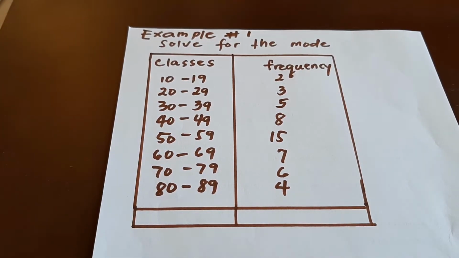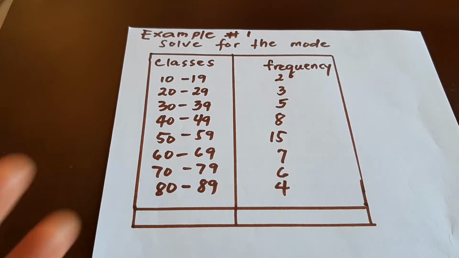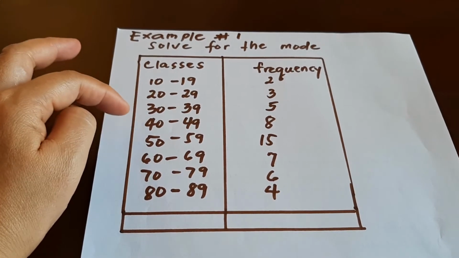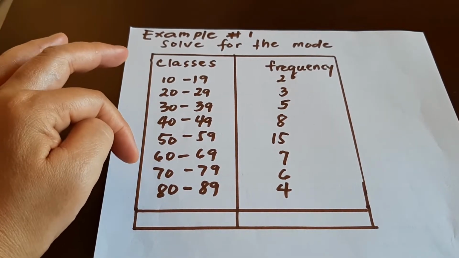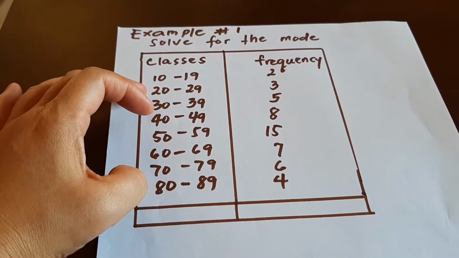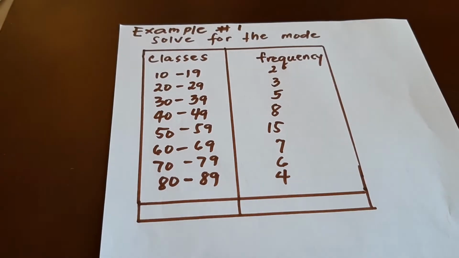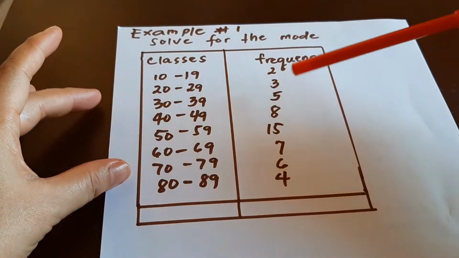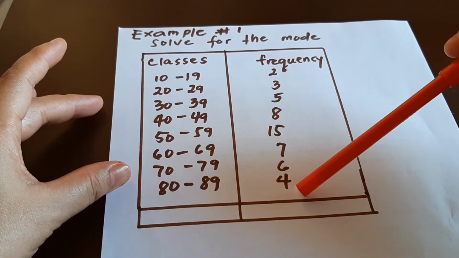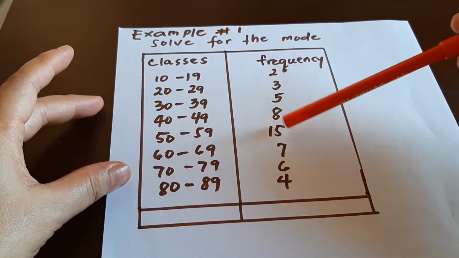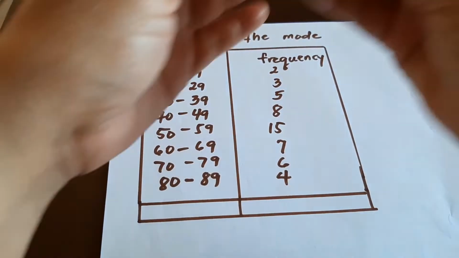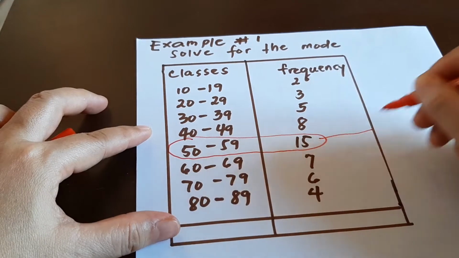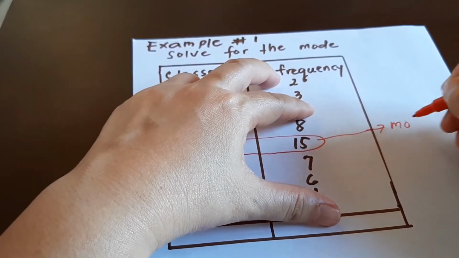like what we had in finding the median, same set of classes. So 10 to 19, 20 to 29, 30 to 39, 40 to 49, 50 to 59, 60 to 69, 70 to 79, 80 to 89. Now look at the frequency and try to find out which has the highest frequency. So 2, 3, 5, 8, 15, 7, 6, 4. So the highest frequency is 15, and that is in the 50 to 59 class. Therefore, this is our modal class.